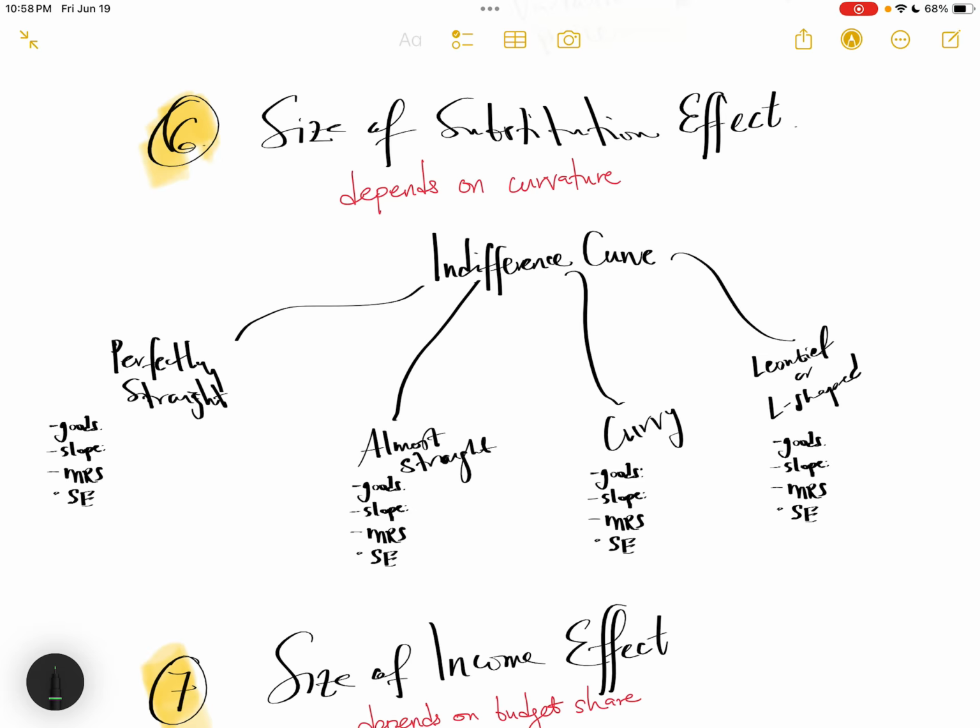What impacts the size of the substitution effect? Well, it depends on the curvature of the indifference curve. So I set this up here so we work through it. Indifference curves can be perfectly straight, almost straight, curvy, or L-shaped or Leontief. If you have perfectly straight indifference curves, then the goods are perfectly substitutable, right? Goods are perfectly substitutable.